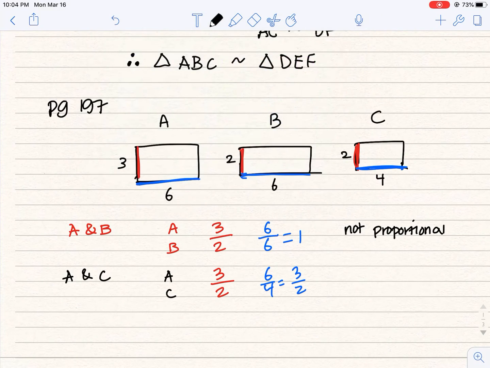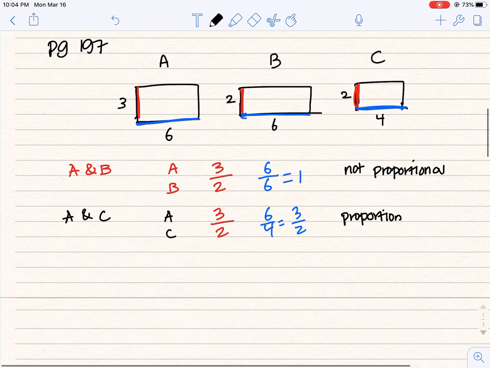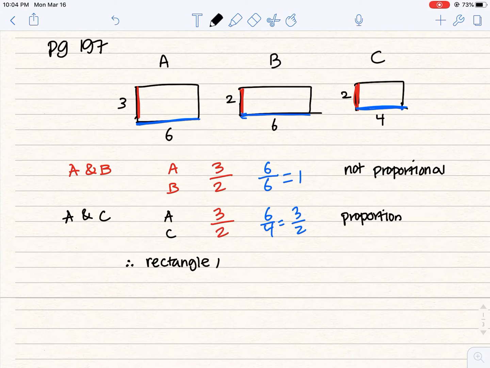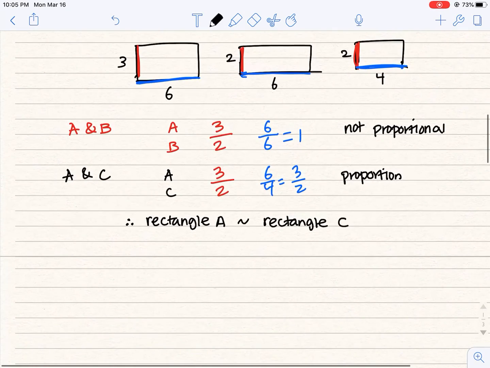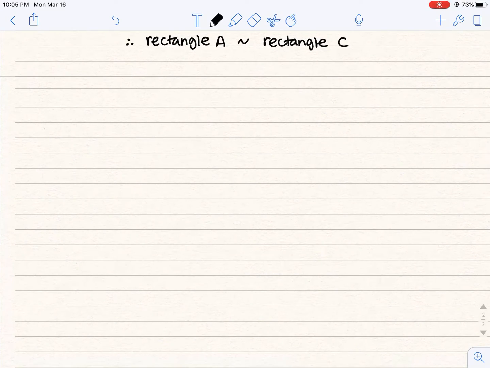So you're going to put proportion. Okay, and so A and C are going to be similar. So as a result, rectangle A and rectangle C are similar. If you just put this little wavy symbol, I would know that they are similar. Okay. So that's pretty simple.